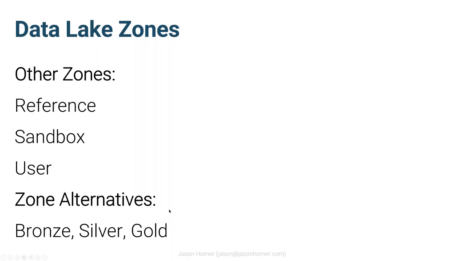Zone alternatives. I'm going to spend a little bit of time on this because I think it's important. The design I just showed you with those canonical zones is my preferred approach. If you read through the Databricks literature, they have this concept of bronze, silver, and gold, which I don't like. I'm not a fan of it. But the idea is that as you enrich the data, it goes from bronze to silver to gold.